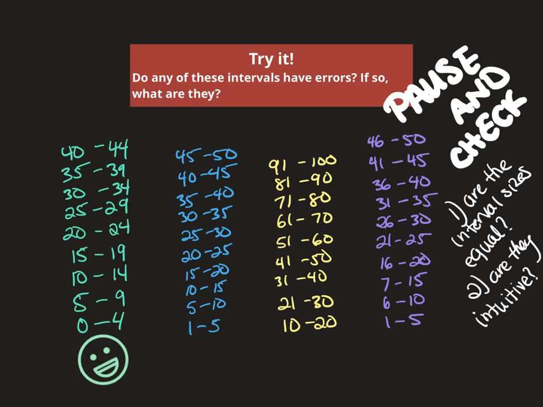With all that in mind, take a look now at the purple variable list. A couple of things appear to be largely working here. Our interval sizes, if we look at our first 2 intervals, are the same. We've got a 5-unit movement and a 5-unit movement. We also see that these are mutually exclusive. We go from a 5 at the end of one to a 6 at the beginning of the next.